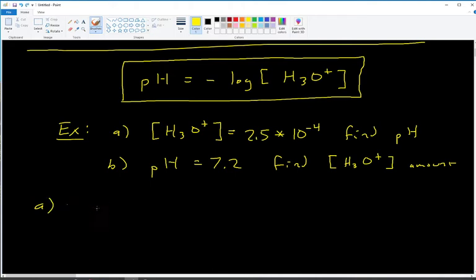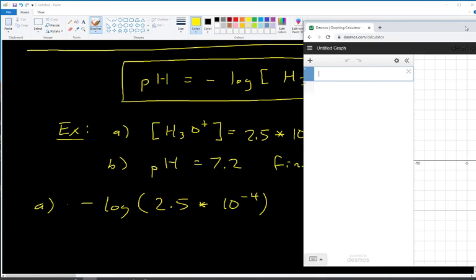So for part A, it's extremely straightforward. We say, well, the H3O plus is 2.5 times 10 to the negative 4. So we plug that in for the H3O plus amount. So this is going to be negative common log of 2.5 times 10 to the negative 4. Common log and natural log, those are two buttons you will have on your scientific calculators. So at this point, all you need to do is type it into your calculator. I'm going to use Desmos again because that's easier to see what I'm doing.